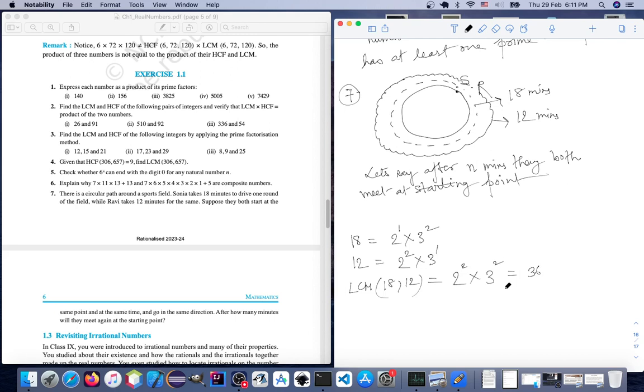So for Sonia, it takes 18 minutes to cover one round. So in 36 minutes, it will cover two rounds. And in 36 minutes, Ravi will cover three rounds, and then they both will be at the same starting point.